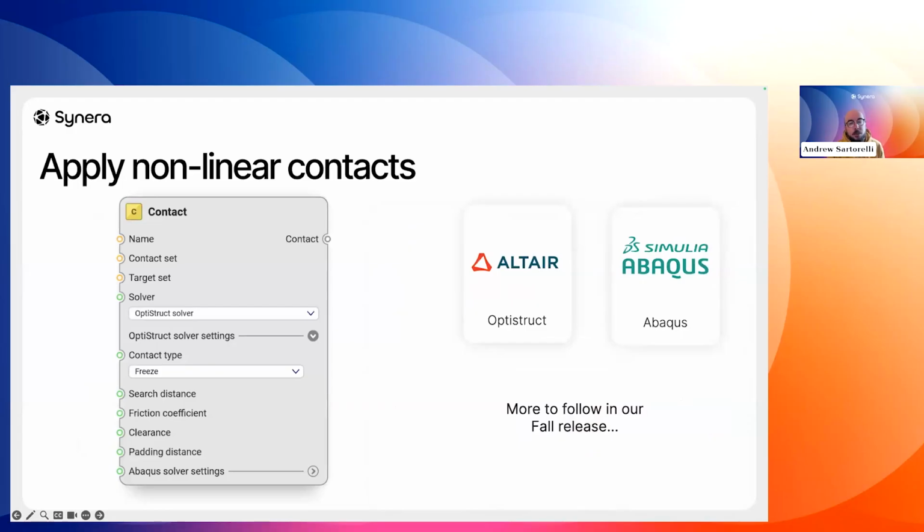And so previously we already supported Altair OptiStruct with some different types of contact. We're rolling out a new contact node that today will support OptiStruct as well as some types of contact in Abaqus. And we're looking forward to adding additional solvers in our fall release to really expand the capabilities here and enable you to fully embrace nonlinear solutions inside Synera.